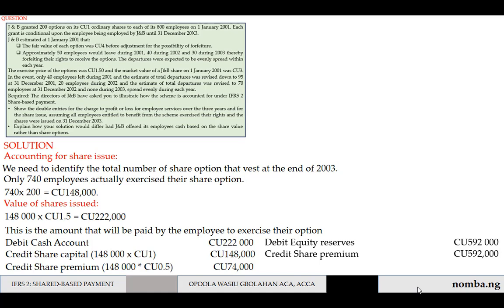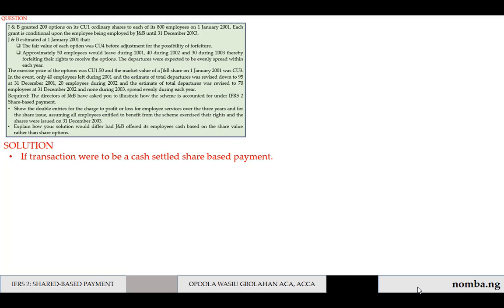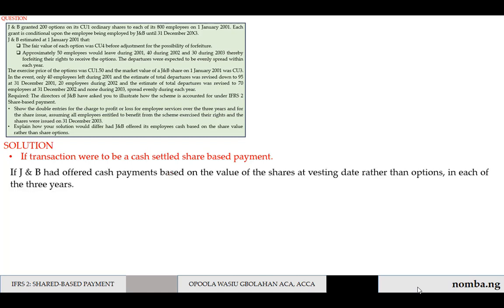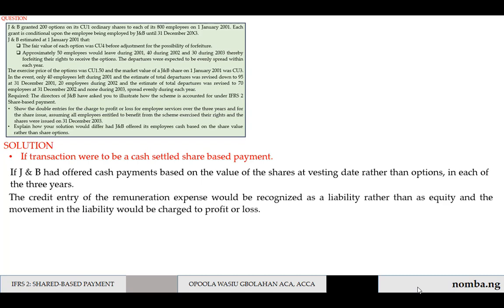Now let's look at part B. The B is looking at if this transaction were to be a cash-settled share-based payment, how would you have done it? From subsequent videos, we'll start looking at that. However, for this scenario, if J and B had offered cash payments based on the value of the shares at vesting date rather than options, the credit entry of the remuneration expense will be recognized as a liability rather than as equity. And the movement in the liability would be charged to P or L. You'll see that in action very soon.